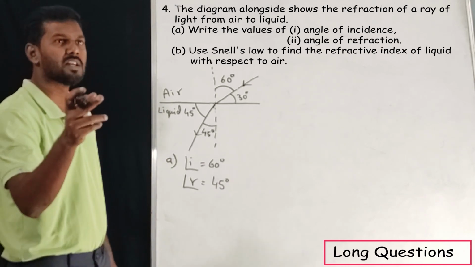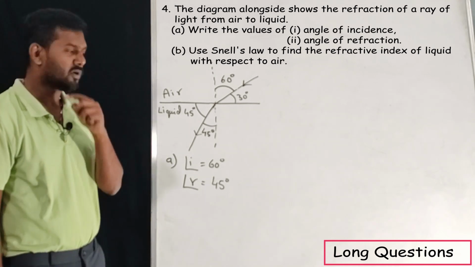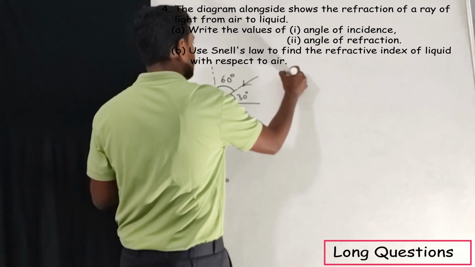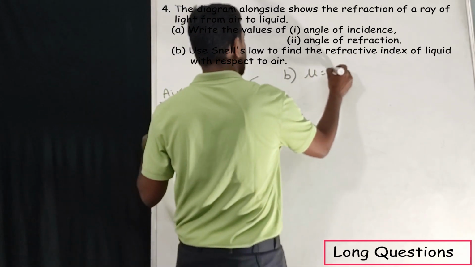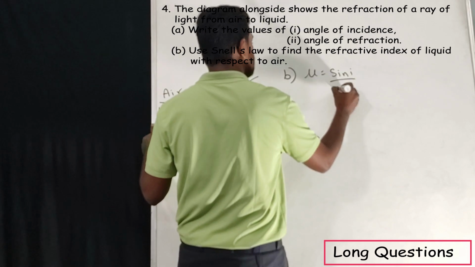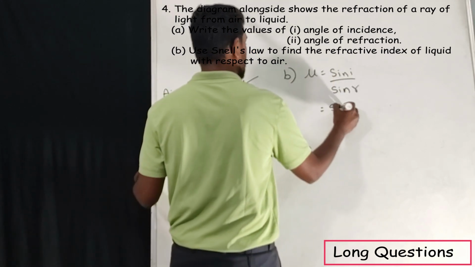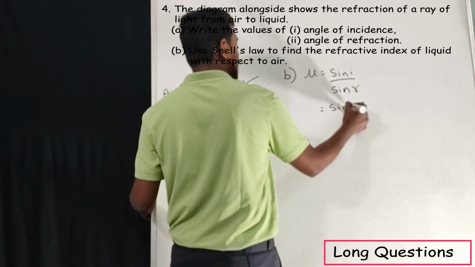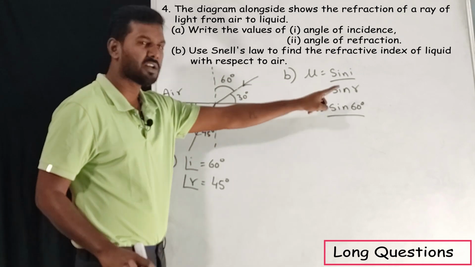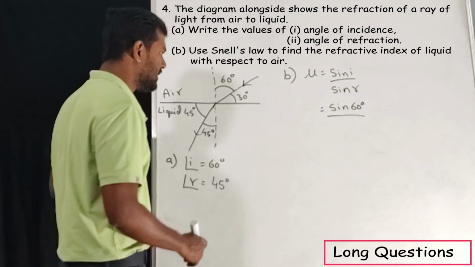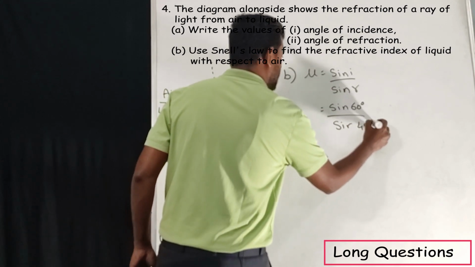Next, use Snell's law to find the refractive index of the liquid with respect to air. Our answer we can do, see, what is Snell's law? How we can use Snell's law? That is nothing but refractive index is equal to sin i by sin r. So sin i, what is i? i is nothing but 60 degree, that is what we found here. Sin function of the angle of incidence, that is 60 degree. Sin r, it is 45 degree.